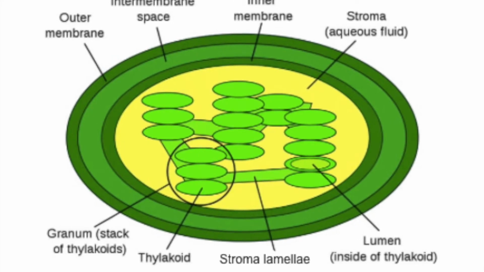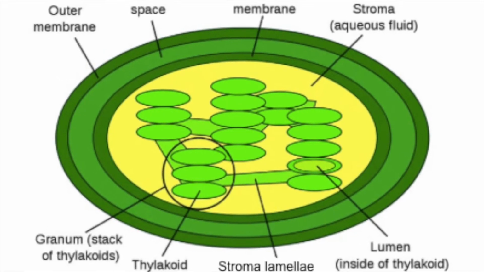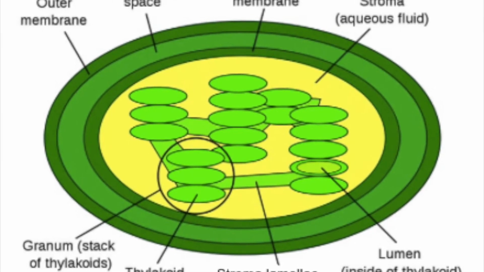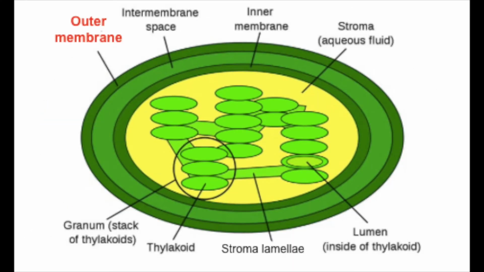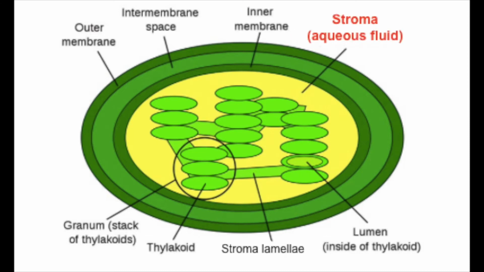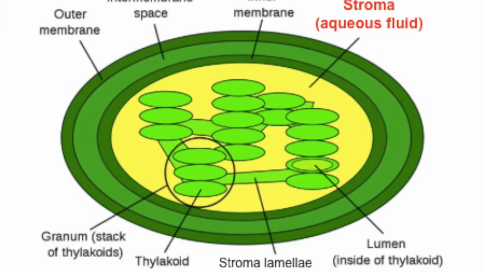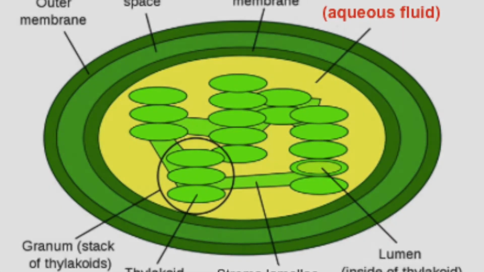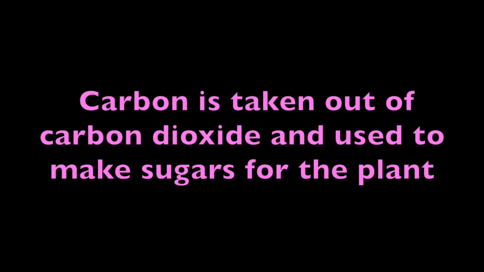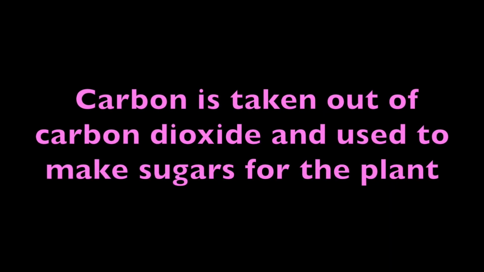The process of photosynthesis is mainly driven by the chloroplast within the plant cell. The chloroplast organelle consists of an outer and inner membrane, which protects the inner part of the organelle. Within the membranes is the stroma, which is the colorless fluid that surrounds the grana. The stroma holds the majority of the enzymes critical to the process of photosynthesis. In the stroma, carbon is taken out of carbon dioxide and used to make sugars for the plant, while the oxygen is released for animals to breathe.